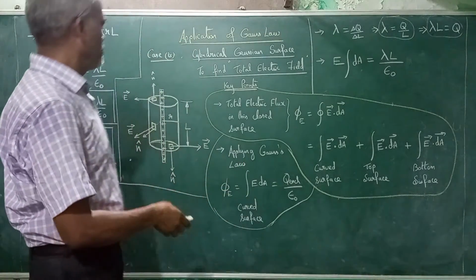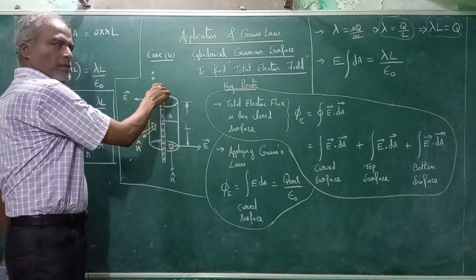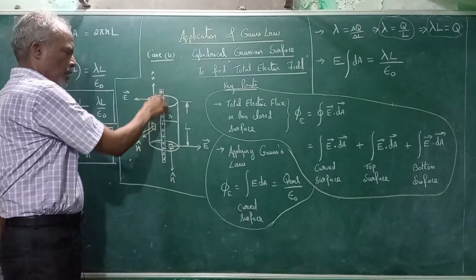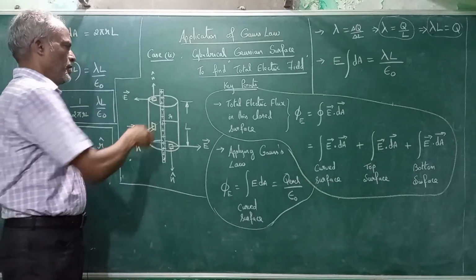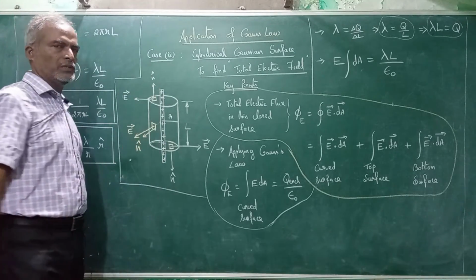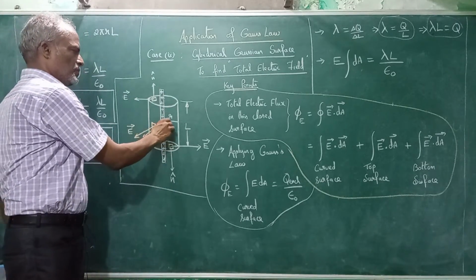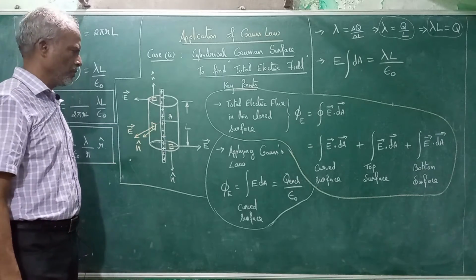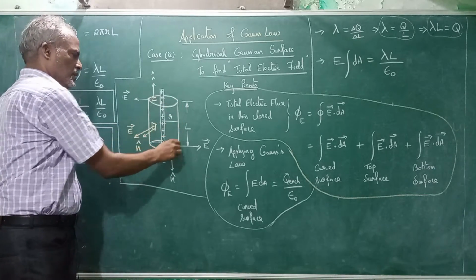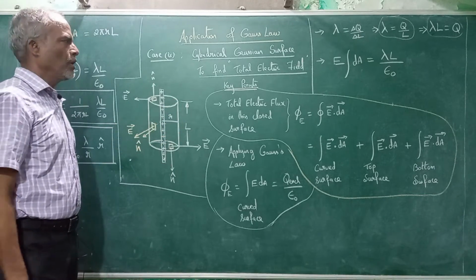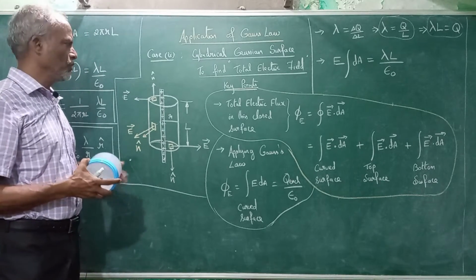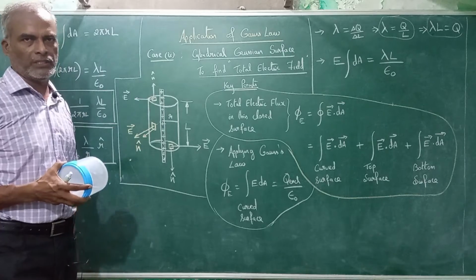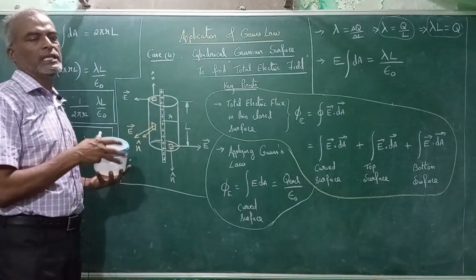Now in this you have a thin straight wire, infinitesimally small thin, and having a positive charge. The radius of the cylinder is R, and the height of the cylinder is L. Now we are going to find the electric field for this Gaussian surface, which is assumed to be cylinder.